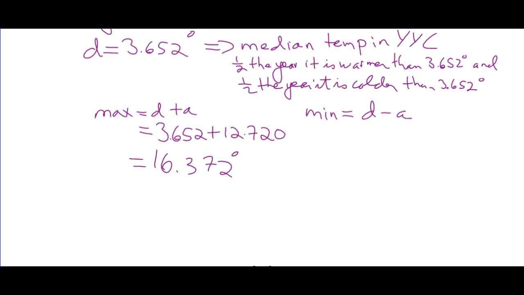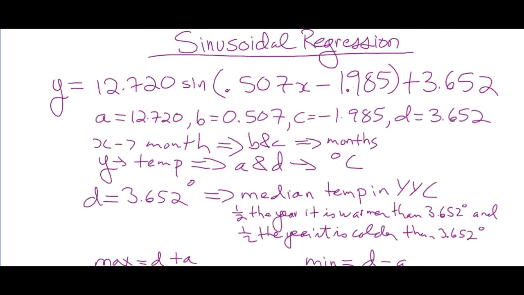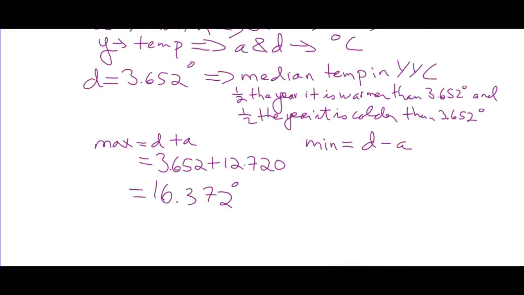So minimum is D minus A. Right? So I mean, it's possible you get a question like this. They just give you the temperature in Calgary: for the average daily temperature for a month in Calgary, Y, for a month X, is... and it says, what's the maximum temperature in Calgary? Or what's the minimum temperature in Calgary, minimum average?